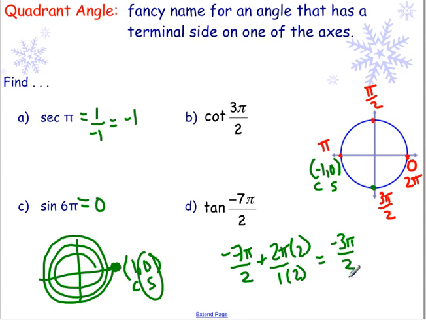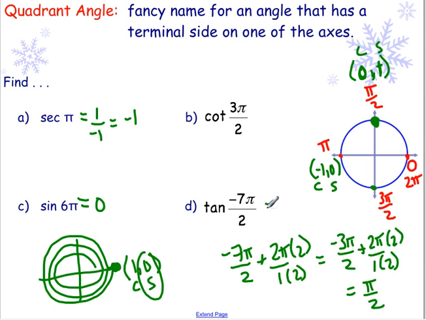And again, if you don't like that, add 2 pi again. So -3 pi over 2 plus 4 pi over 2, you're going to get pi over 2. So you're really up here. What's tangent up there? So that point is the point 0, 1. And tangent is sine over cosine. So you get a 0 on the bottom, which is undefined.